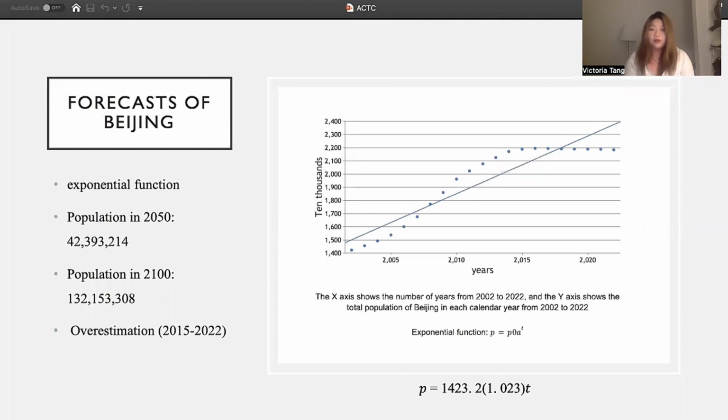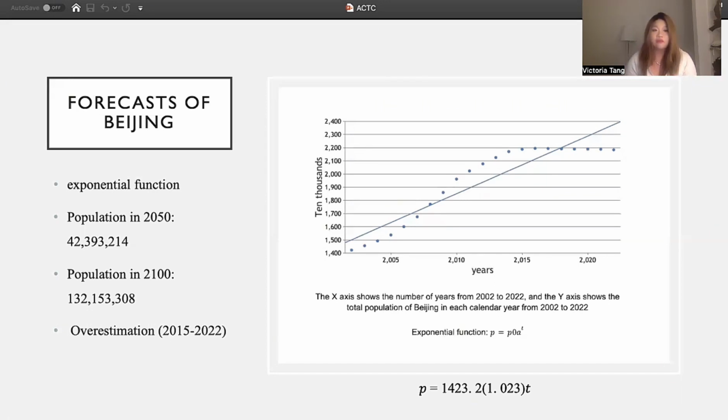For me and my partner's forecast, we chose different approaches in demonstrating how our factors relate to and impact our models. My partner used an exponential function, whereas I used specific types of functions for each of my factors. According to my partner's forecast, in 2050, the population of Beijing will be around 42 million, and when it comes to 2100, the population will skyrocket to 132 million.